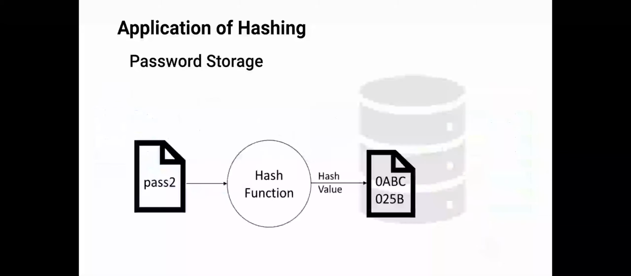In case of password storage, an application takes a plain text password and passes it on to a hash function. The corresponding hash value is then stored in a database. And at the time of login, a user types in the password in plain text, which is again passed to the hash function. And the newly generated hash value is compared against the one in the database.